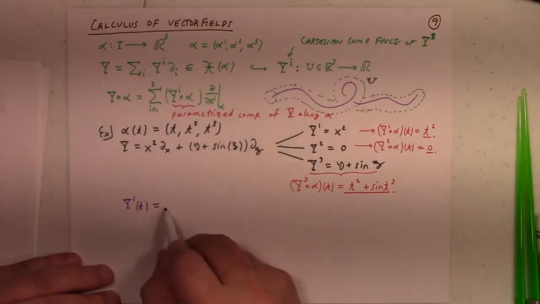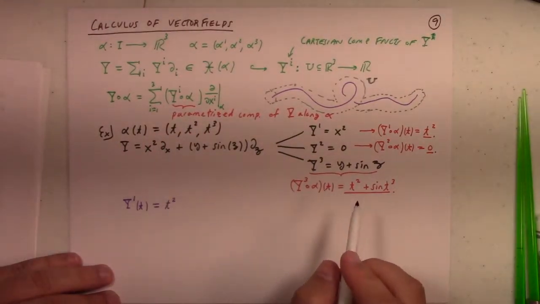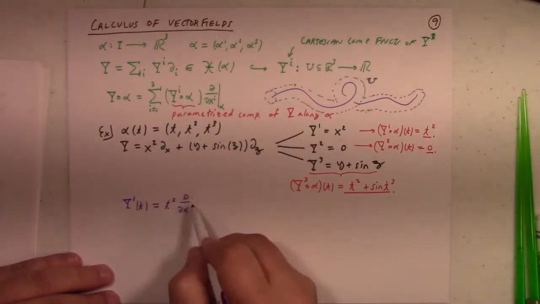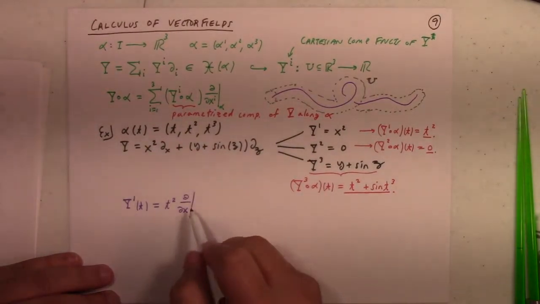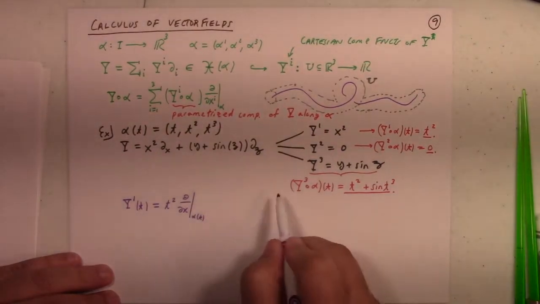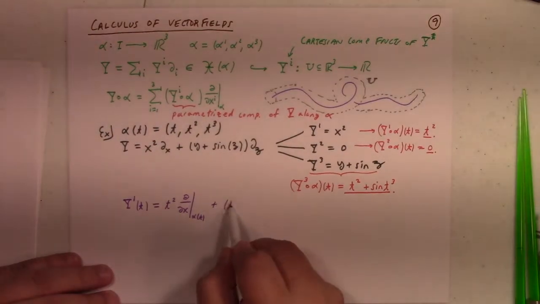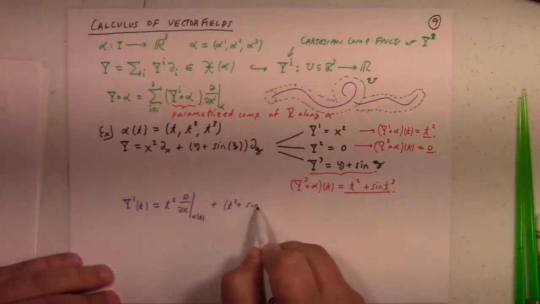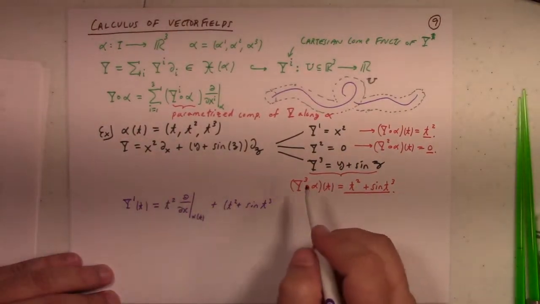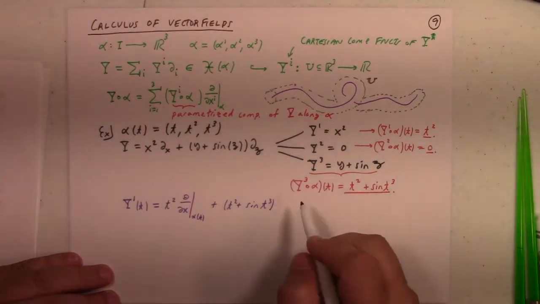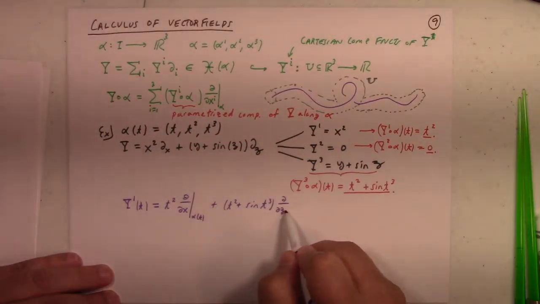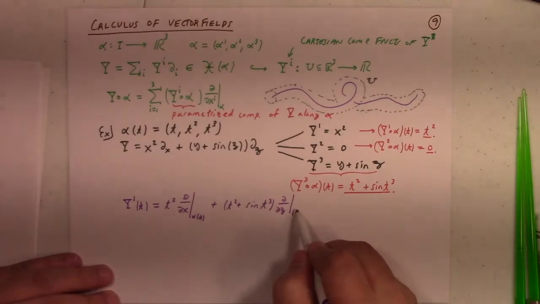So we got t squared, and I'll write it obnoxiously for a second here, partial x at the point alpha of t. And then plus 0, right? And then plus parentheses t squared plus sine t cubed. Oops, I haven't differentiated anything, have I yet? I'll fix it, it's waiting in the marker, sorry. Partial z at the point alpha of t. All right.